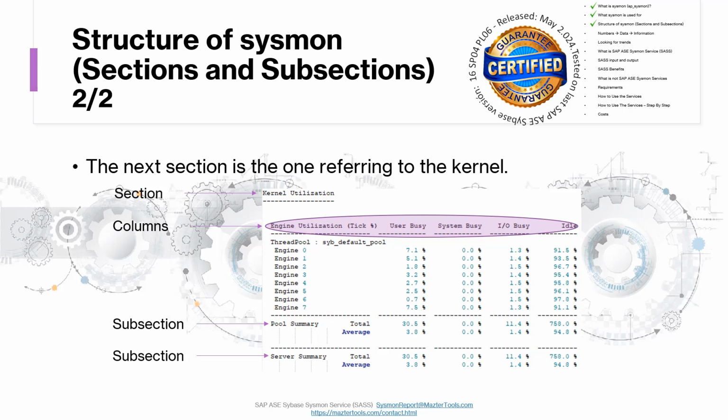The other sections of the SP Sysmon have mostly the same structure. They are usually divided into sections and columns. Percentage, numeric, or counter values appear regularly in columns.